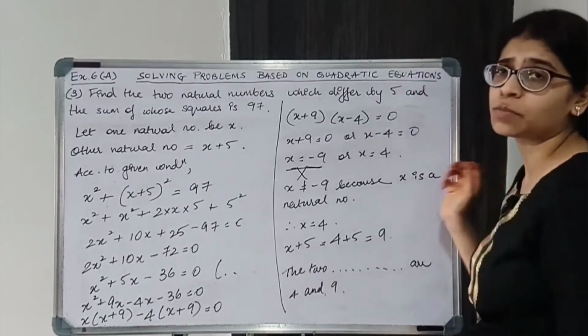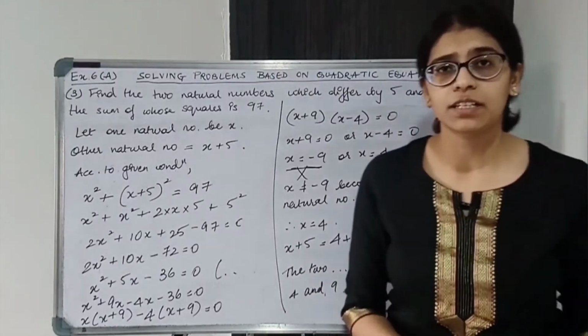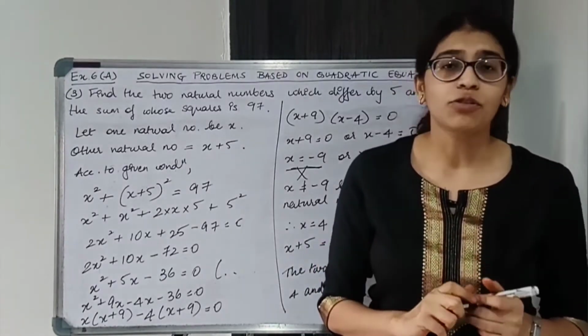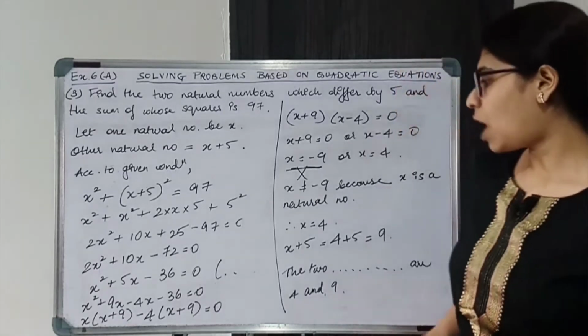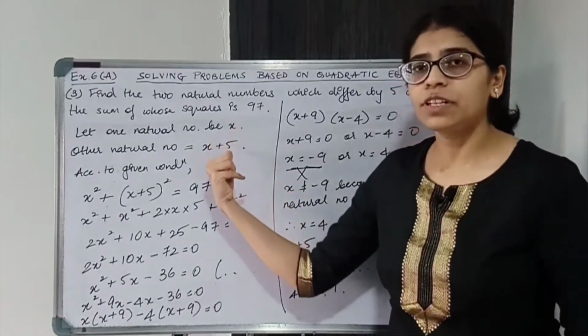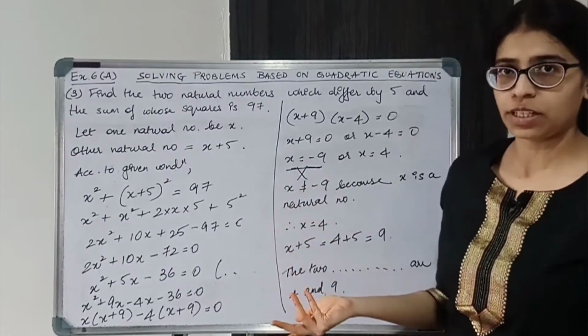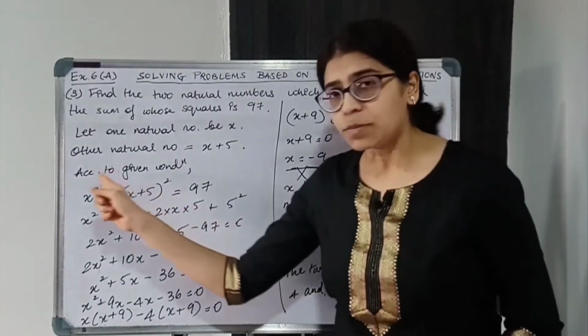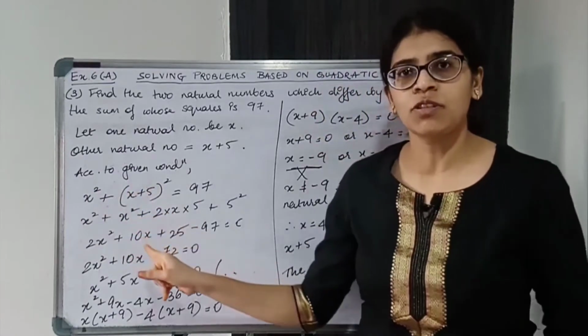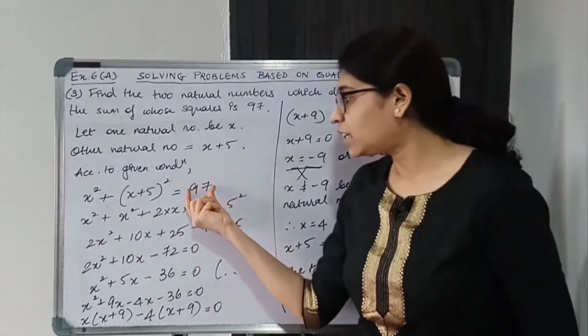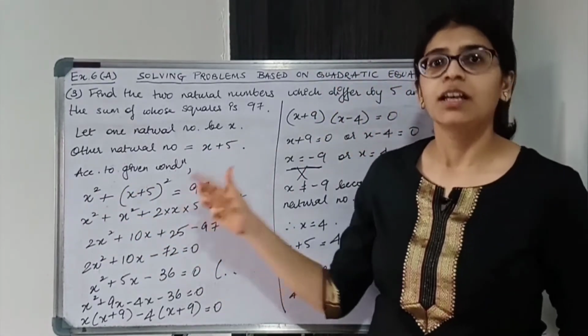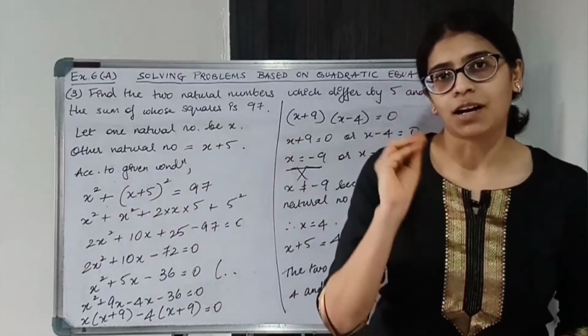Write down the statement. Always write down the final statement and you can always cross check. You are told that the difference between the two numbers is 5, so the difference of the two is 5: 9 minus 4 is 5. Also you can substitute the values in the equation and find out if you are getting 97. Check whether the values of LHS and RHS come out the same or not.